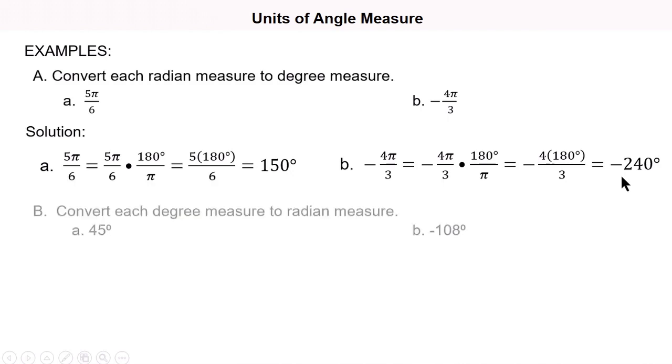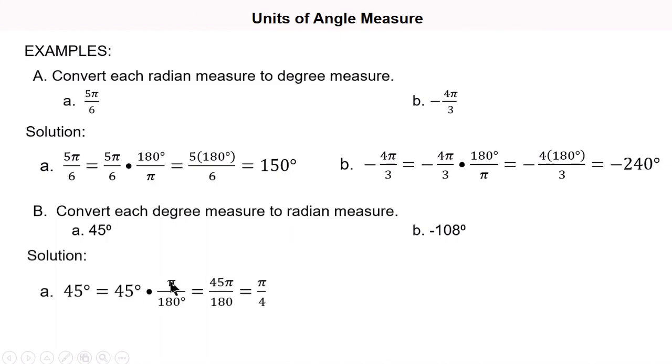How about if we convert degree measure to radian measure? Now to convert 45 degrees to radian, we multiply it by pi over 180 degrees.